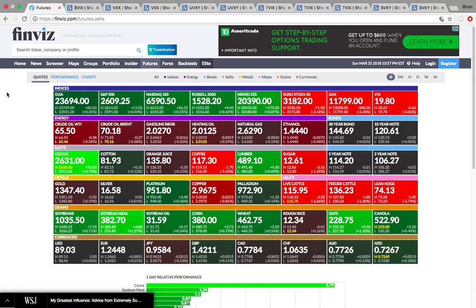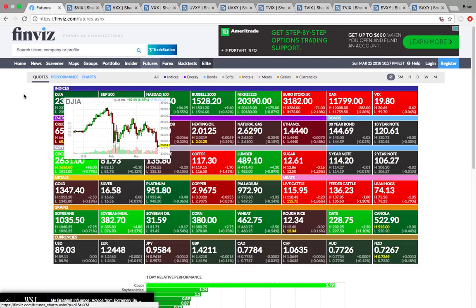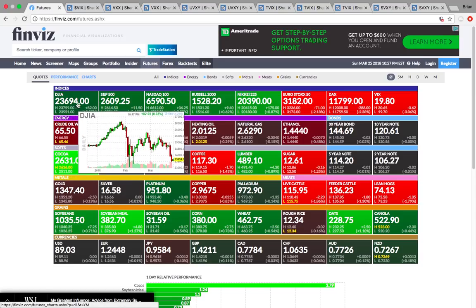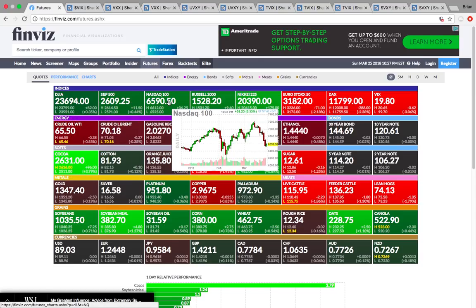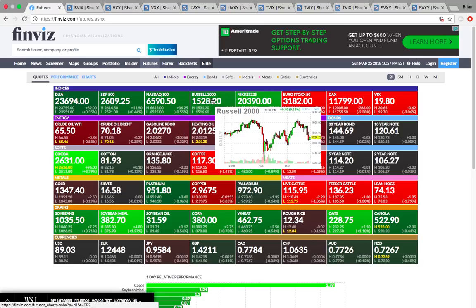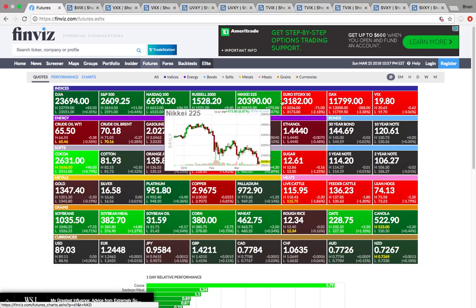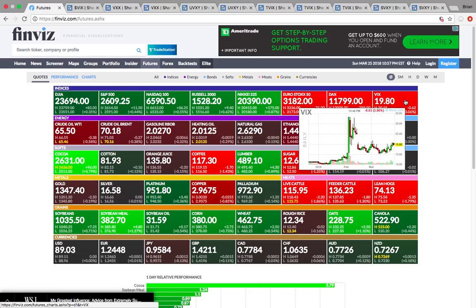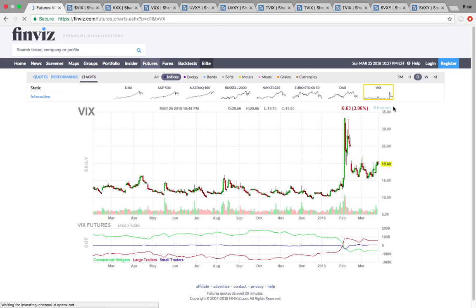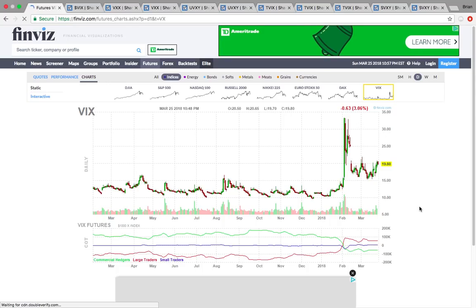Things do change. They were kind of flatlined at first, and then the futures are currently up. You can see Dow Jones is up 82. You've got the S&P up, NASDAQ up, Russell's up, you have the Nikkei up right now overseas, and then you have VIX that is currently down. VIX is down 3%.